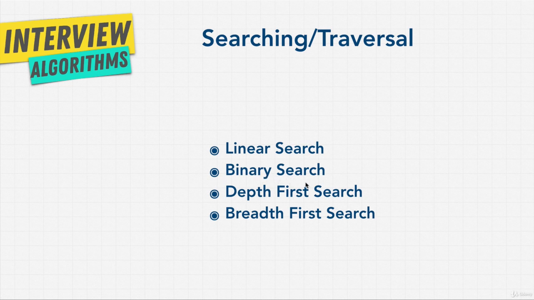We then talked about how to traverse a tree and a graph, that is, to visit every single node in the most efficient way possible. We talked about depth first search, that goes in as deep as possible into a tree or a graph, and breadth first search, that goes level by level, searching or traversing a tree or a graph.